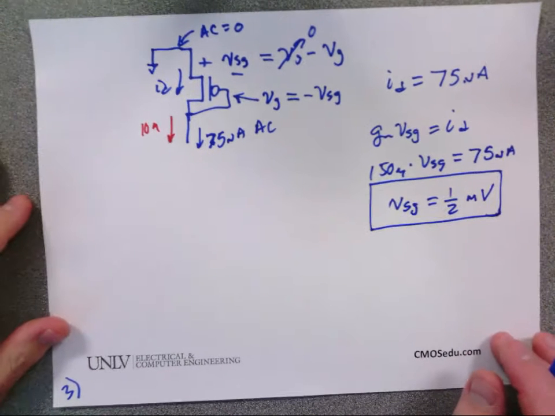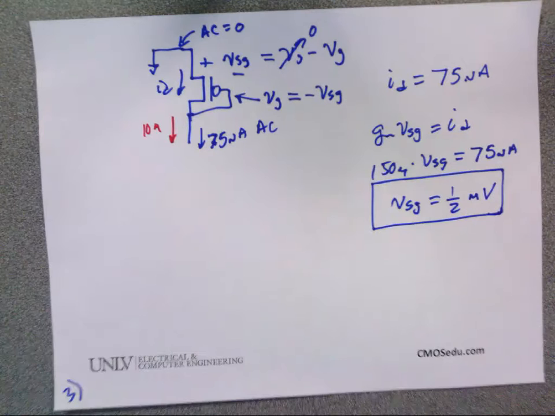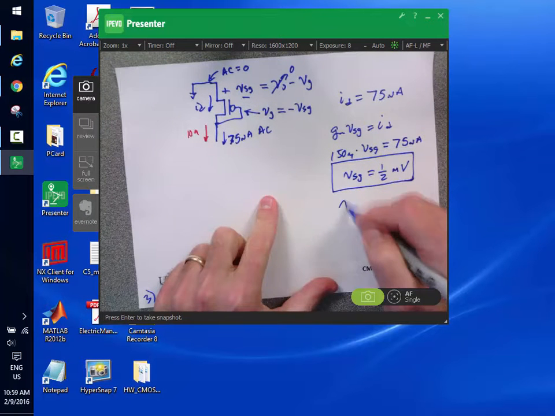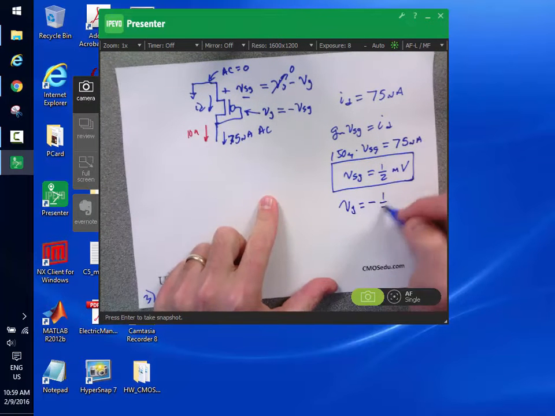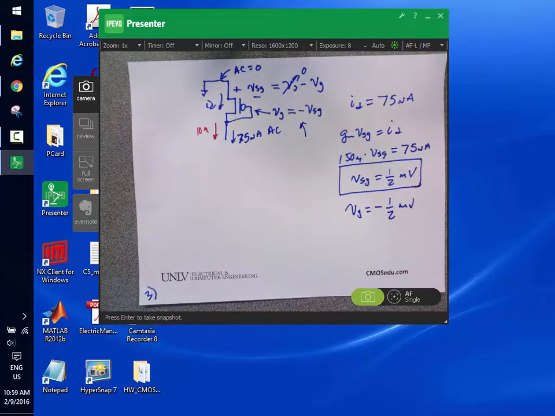So should we prove that in Sims? Yeah, let's do it real quick. Yes. No, that's right, but the VG equals minus 1/2 millivolt. It's this. Is everybody cool with that? Any questions?